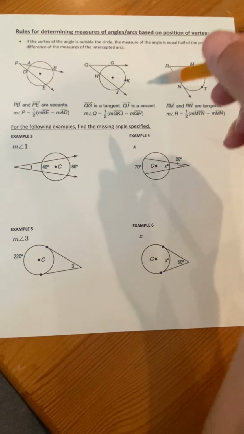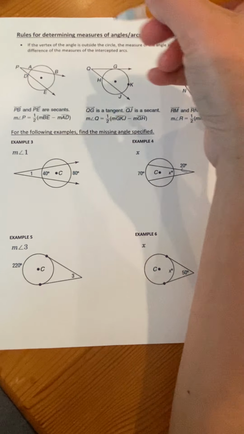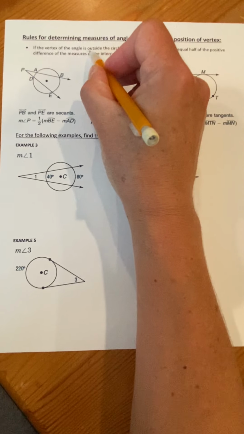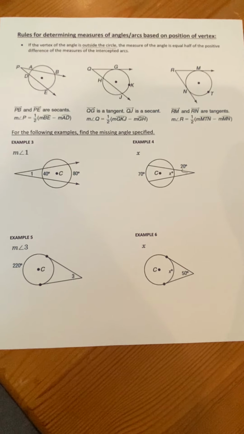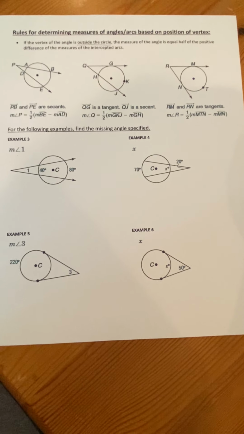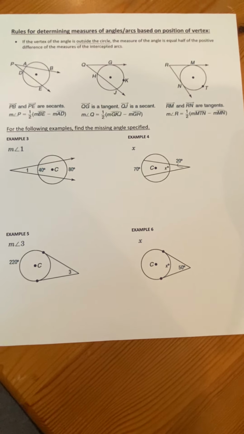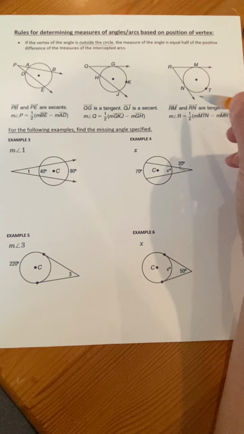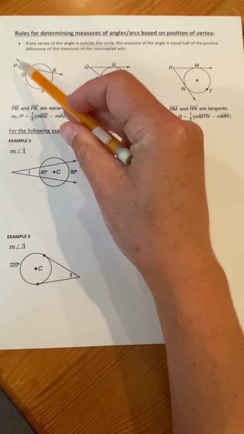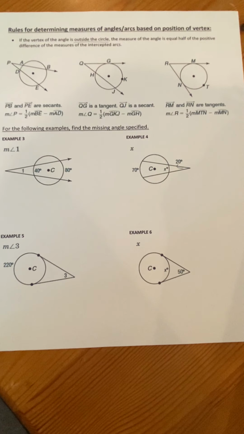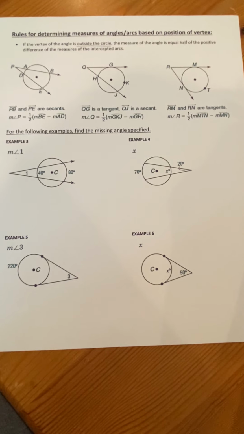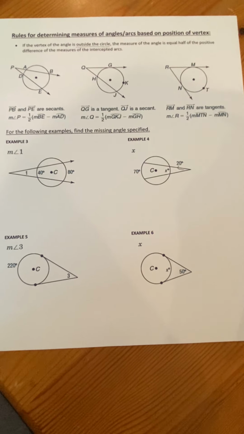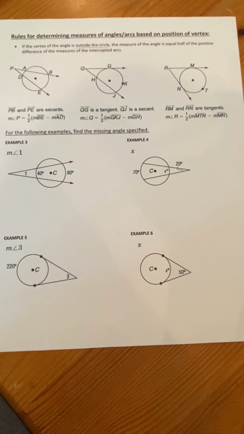So now we're going to take a look at the vertex of the angle being outside the circle, as opposed to being inside the circle. It's outside the circle. Now, very, very similar rule. We've got 3 different examples here, only because there's 3 different ways to get the vertex to be outside the circle. Before there was only one way to make the vertex be inside the circle, and it was with the intersection of 2 chords.